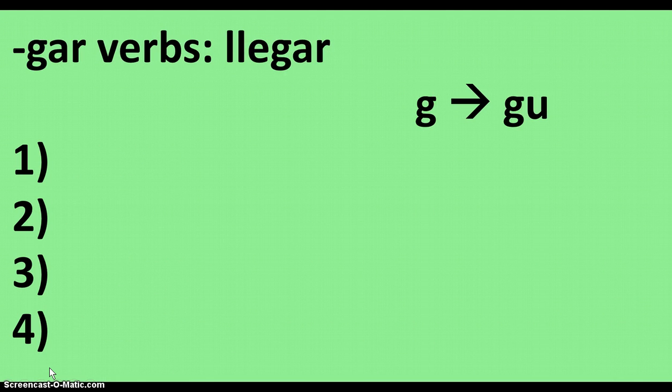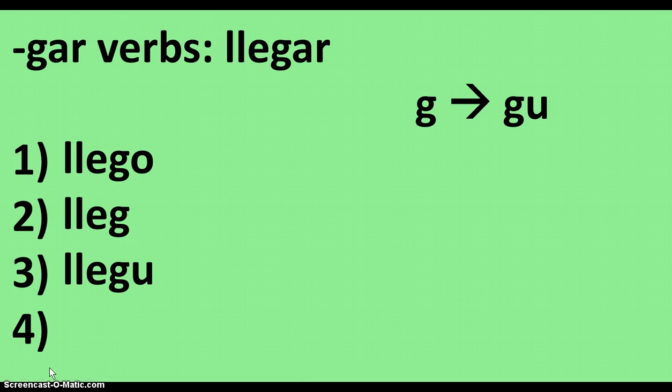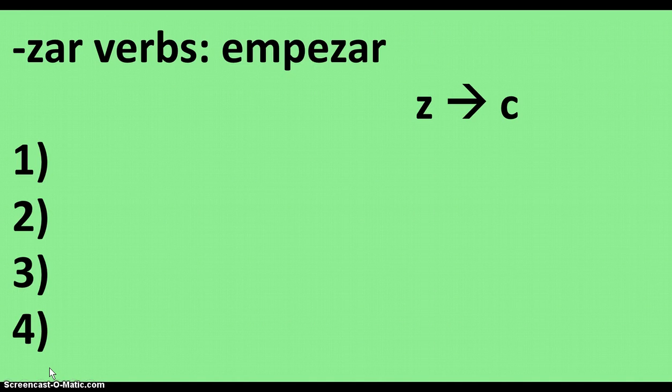Let's do a GAR example now with llegar. I'm going to have a G to GU spelling change so it sounds right once it's conjugated. Go to my yo form, llego, drop that O. I do the G to GU change, and since llegar is an AR verb, I'm going to add ES onto the end. Llegues.